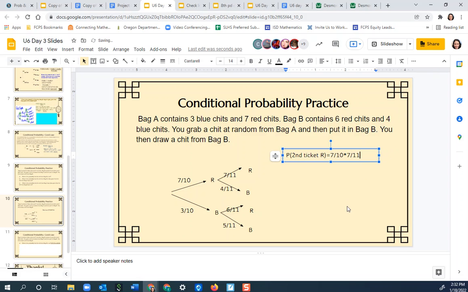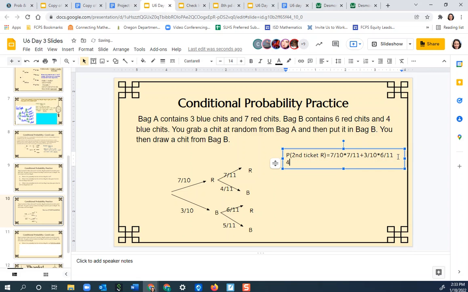All right, so I'm getting 7 over 10 times 7 over 11 for red, red. Does that make sense? And then I'm going to add to it 3 over 10 times 6 over 11. Let me know if I'm looking at the wrong numbers. I think that's right. You look at it? Okay. All right, so red, red, and blue, red, and then I just need to simplify.